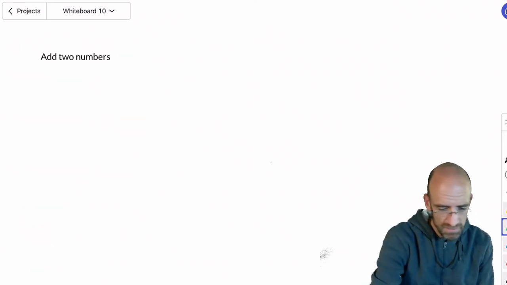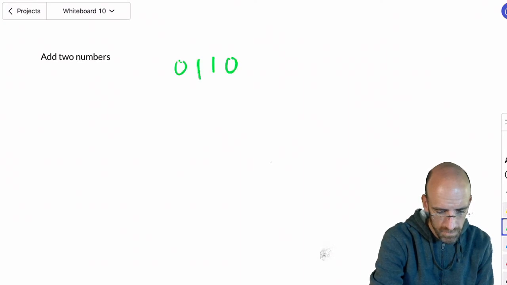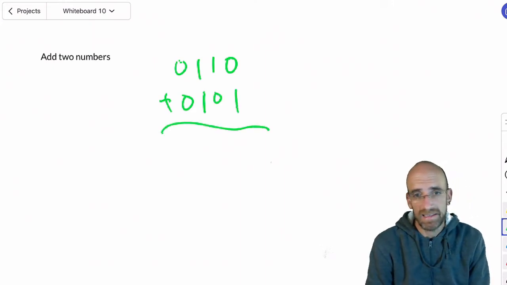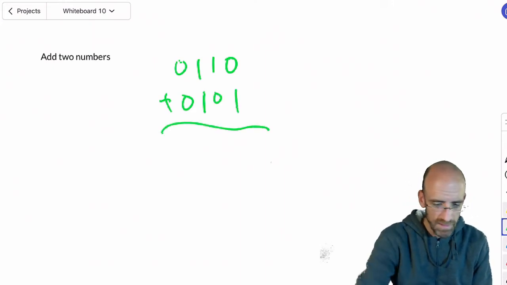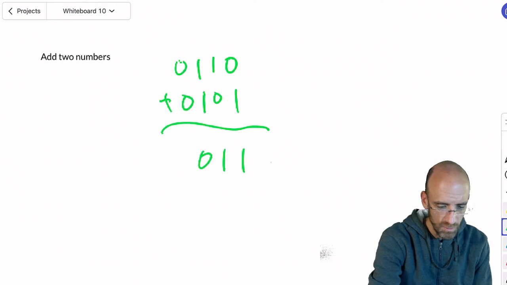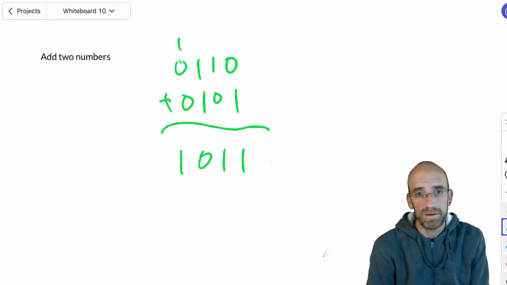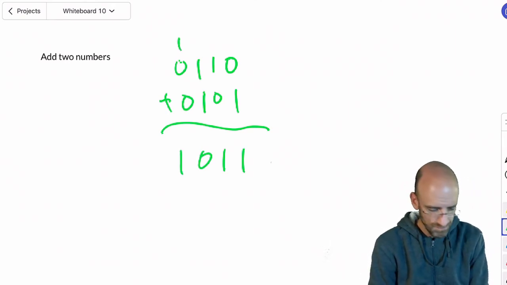Adding two numbers. It's the same thing as adding in decimal. You get 1 plus 0 is 1. 1 plus 0 is 1. 1 plus 1 is 0, carry the 1, which is a 1. And that's just how you add two numbers.